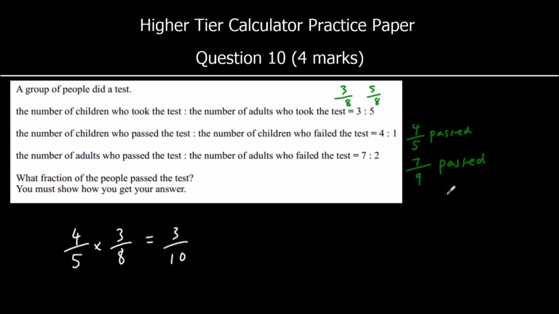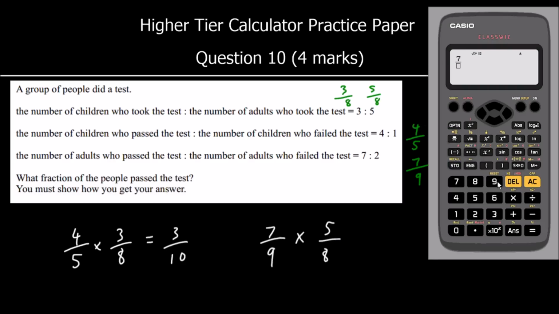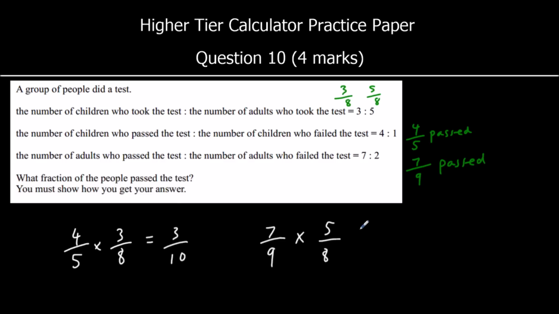And for the adults, it's 7/9 of 5/8. So 7/9 of 5/8 is 35/72.